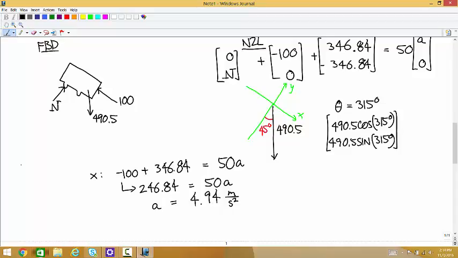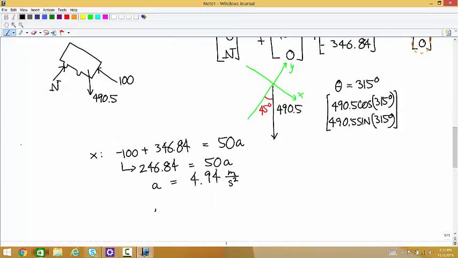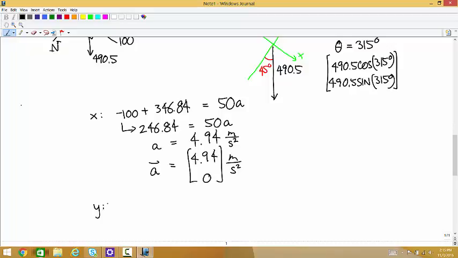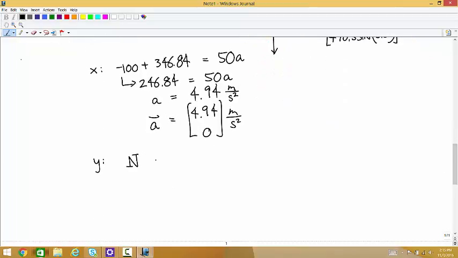And now we take this variable value and plug it into the acceleration vector. This is the acceleration vector. So the acceleration vector is 4.94, 0 meters per second squared. And then the y equation says n minus 346.84 is equal to 0. If you wanted to use that to calculate the force applied by the ground, you could.